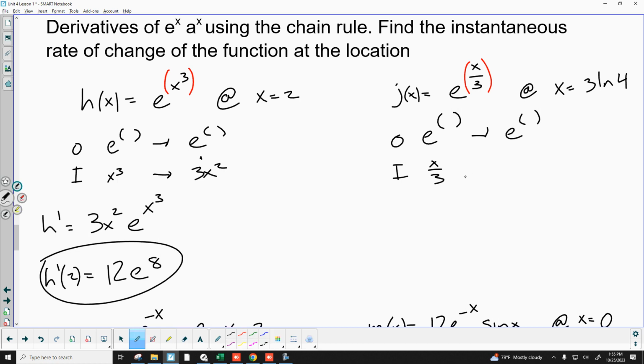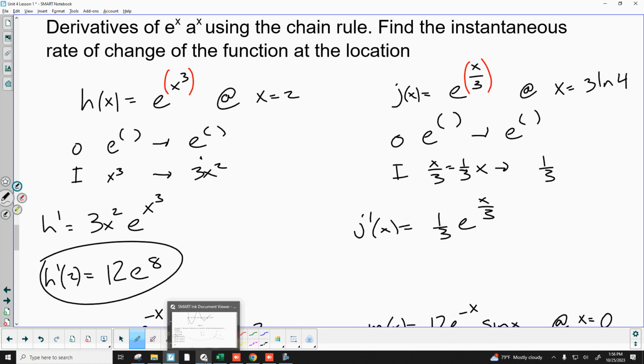So x over 3 can be written as 1/3 x. Maybe that helps you realize that it's just... If it was 1 over x to the third, then you would move it up. All right, so the derivative of x over 3 is just 1/3. A lot of people make mistakes on that. So the derivative is 1/3 e to the x over 3.